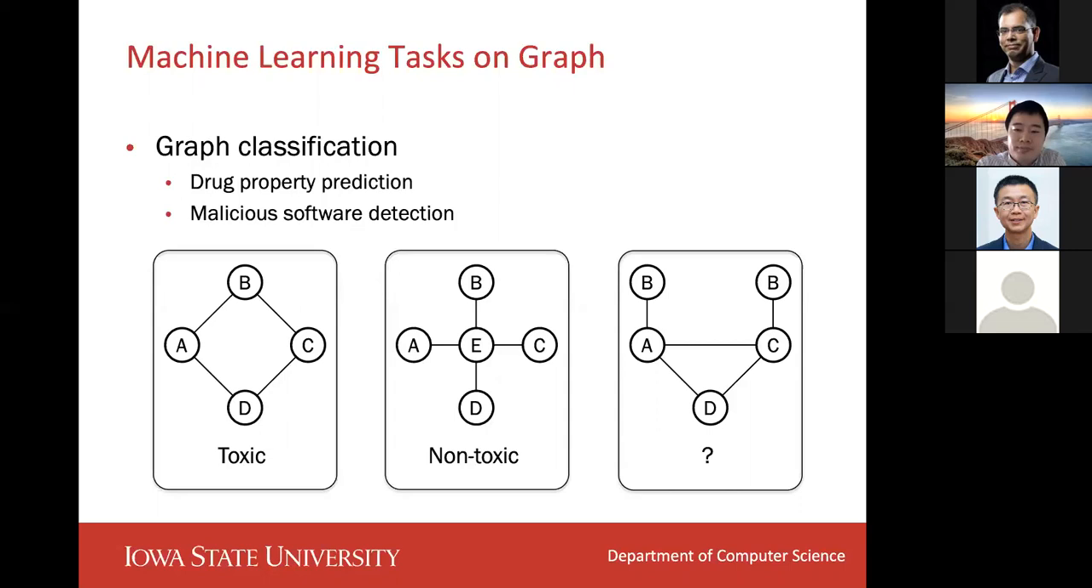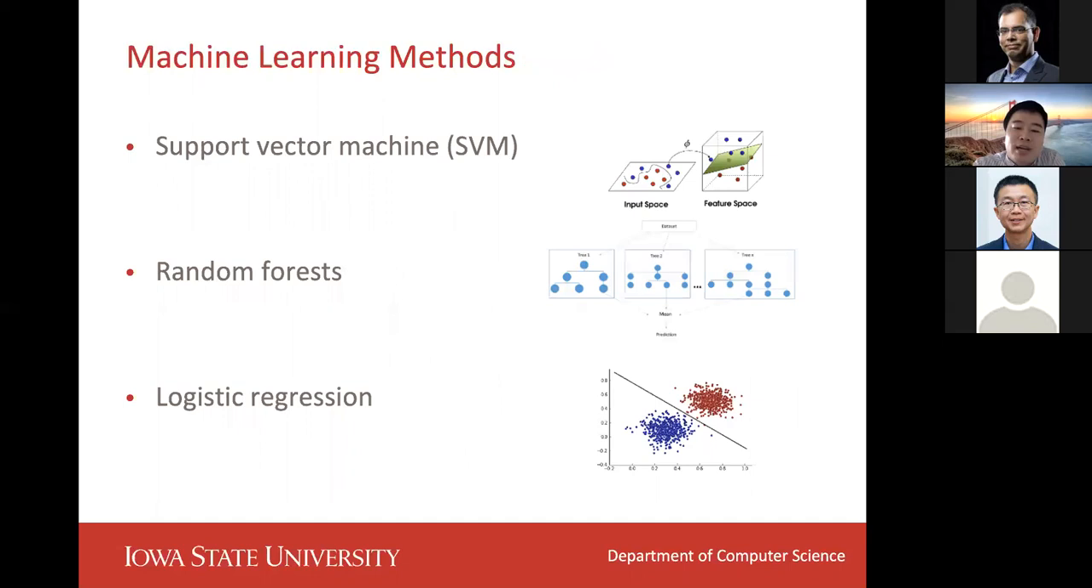Many traditional machine learning methods have been applied to solve these problems, such as support vector machines, random forests, and logistic regression. However, these methods require heavy feature engineering. The quality of the features directly determines their performance. However, it is sometimes very hard and time consuming to find informative features. So the problem is, can we use some methods that can save the effort of feature engineering?